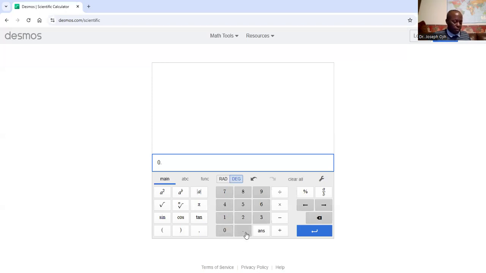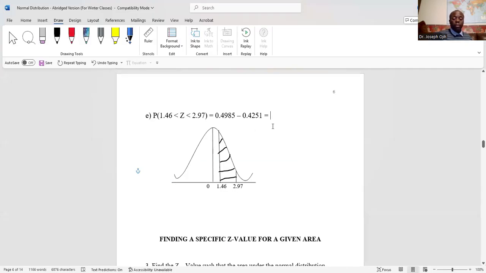So you got 0.4985 minus 0.4251 is 0.0734. Now put it right there. 0.0734. So that is how you do it.